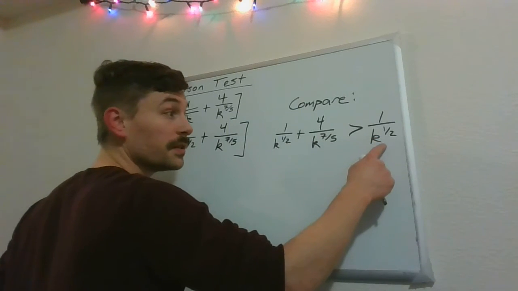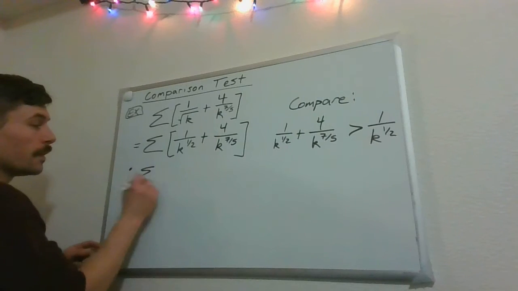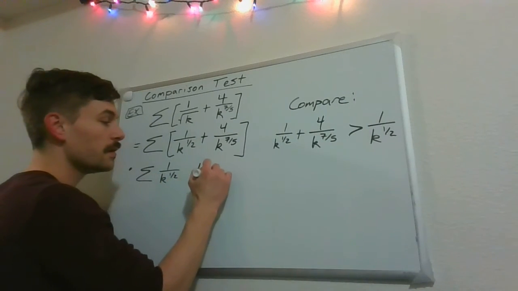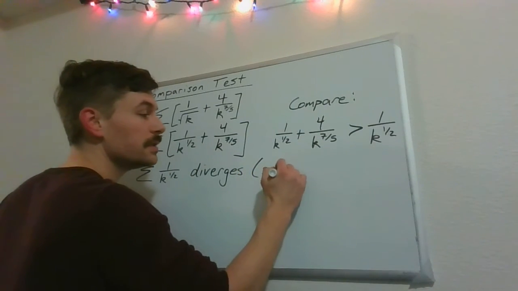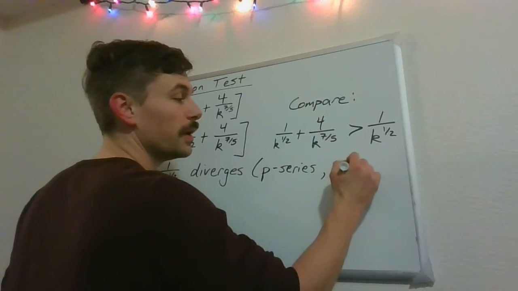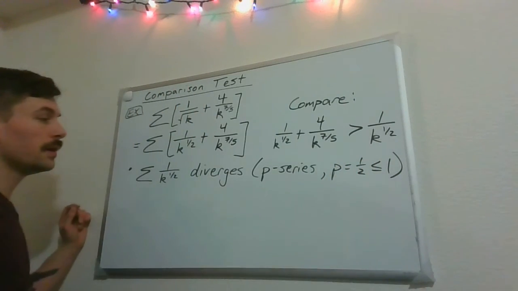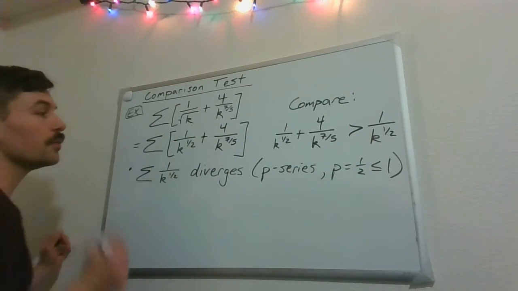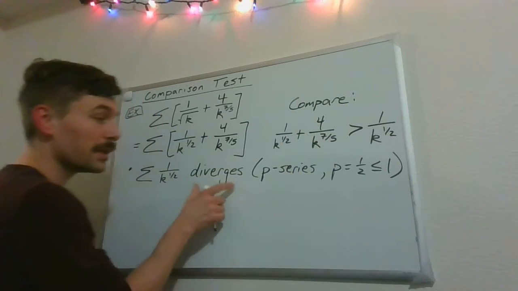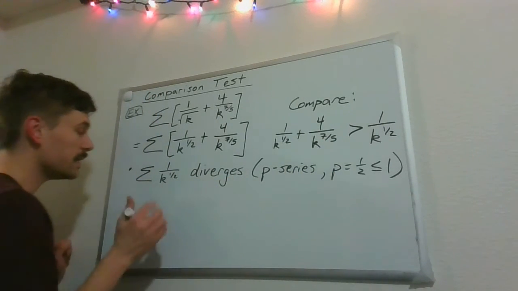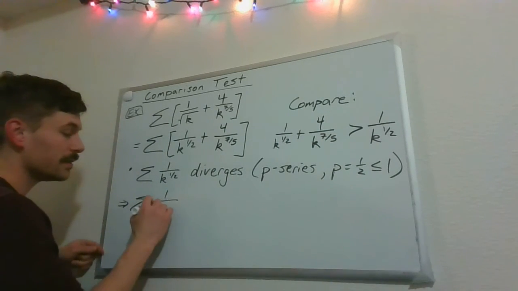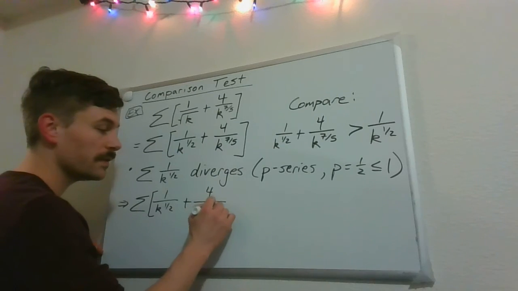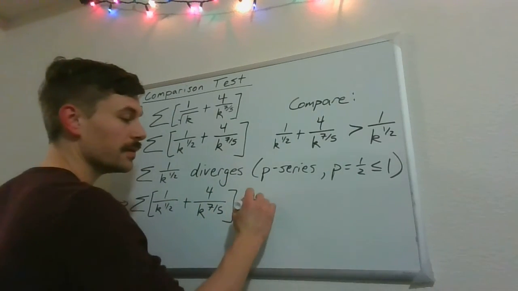Now, this is a good thing because we know that the series defined by 1 over k to the 1/2, right, this diverges because it's a p-series where p is 1/2, which is less than or equal to 1. Right? And if the smaller thing diverges, that means anything above that is also going to diverge. Right? So what we have is clearly larger than something that already diverges. Right? So since this diverges, then our starting series, which has this extra 4 over k to the 7/5, right? That series is going to diverge as well.